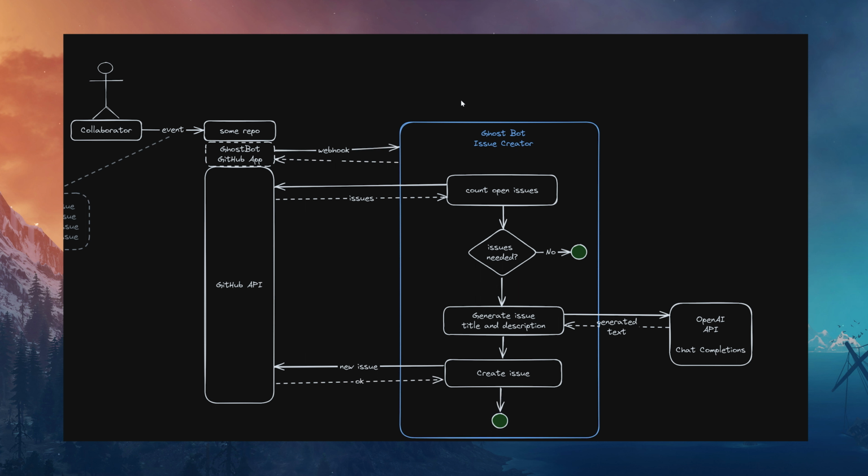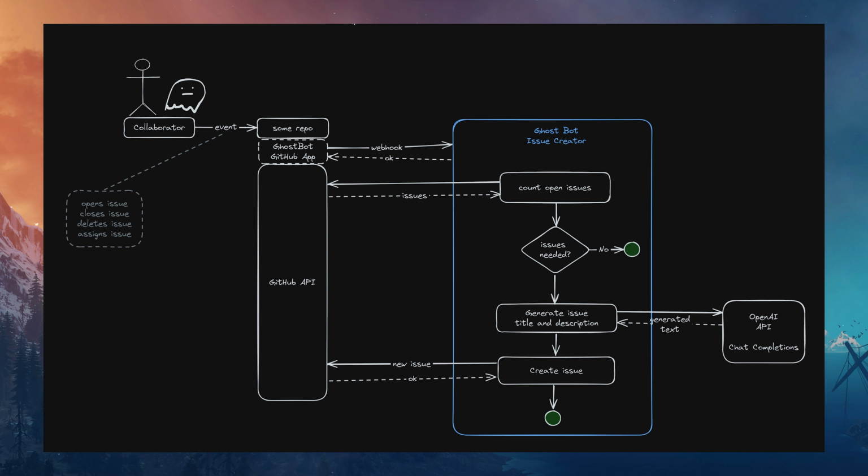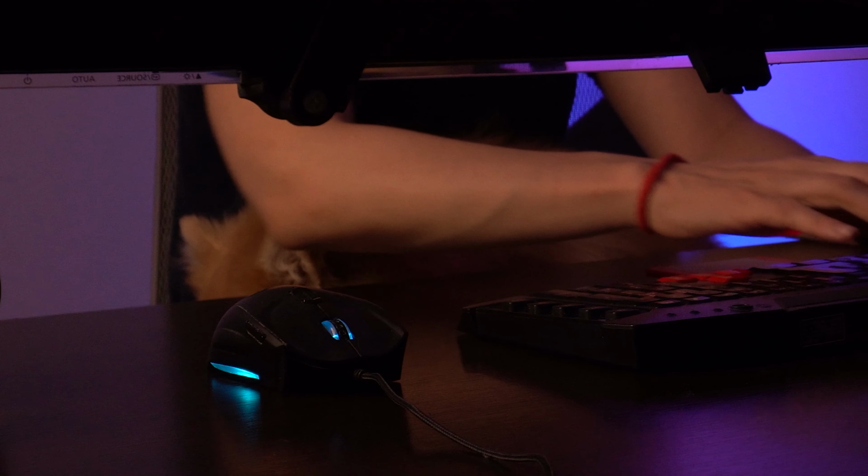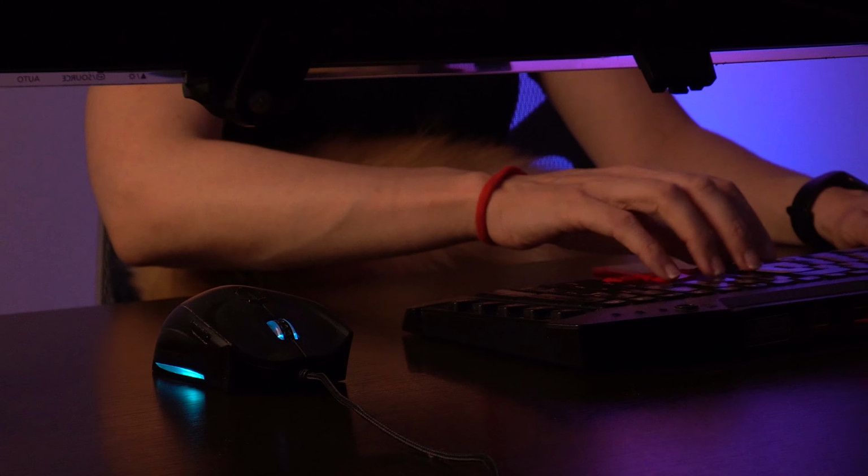Just one more small detail. Human collaborators are not the only ones that can trigger events. When our bot creates an issue, the event will also be triggered, which means that this whole flow will run in a loop until we reach a certain number of open issues. So now that we know what we are building, let's get to it.